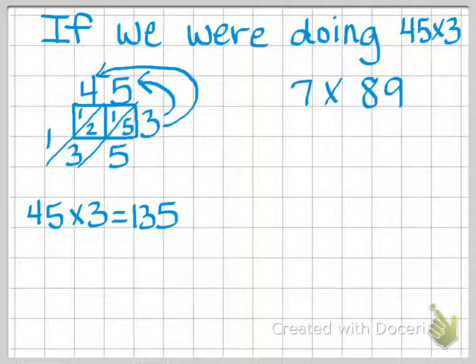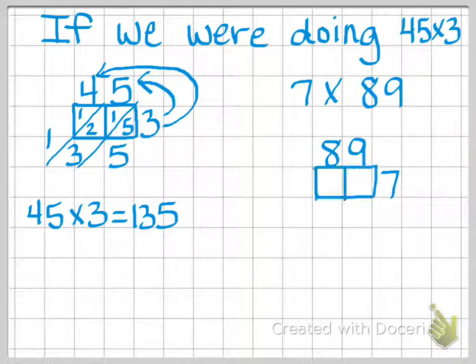Let's take a look at this one. We have 7 times 89. We're going to set it up the same way. I'm going to write my 2-digit number on the top, put my 1 digit on the right side, put my 2 boxes, draw my diagonal lines, and now I can begin multiplying.